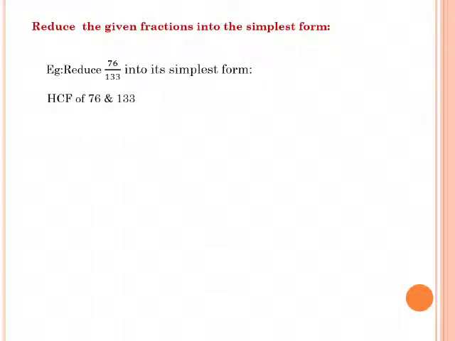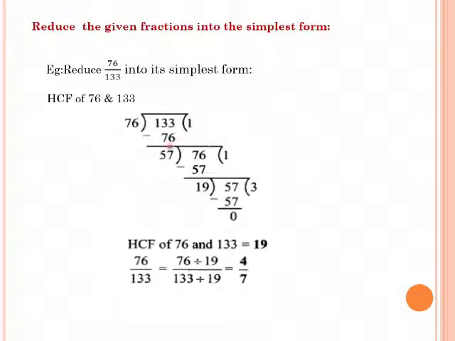Now, what is the application of this part? You have to reduce the given fractions into the simplest form, for which we are using this method. Now to reduce this fraction 76 upon 133, first you have to find the HCF of 76 and 133, and this we are going to do by the division method. Now this is how the division will be. I have shown you the division over here. So from here the last divisor, that is HCF of 76 and 133 is 90.